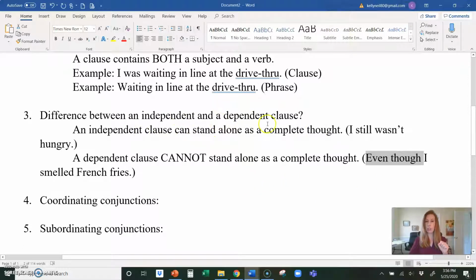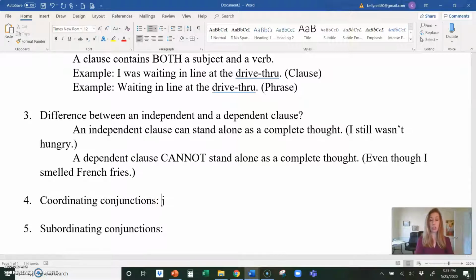An independent clause can stand alone. A dependent clause cannot. Now let's talk about conjunctions. Conjunctions are how we put different clauses together. So let's start with coordinating conjunctions. What do coordinating conjunctions do? They join two independent clauses together.